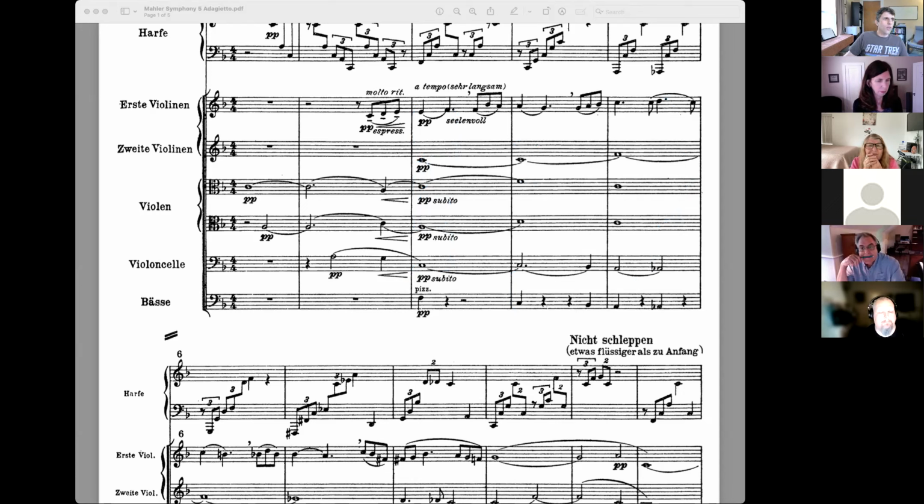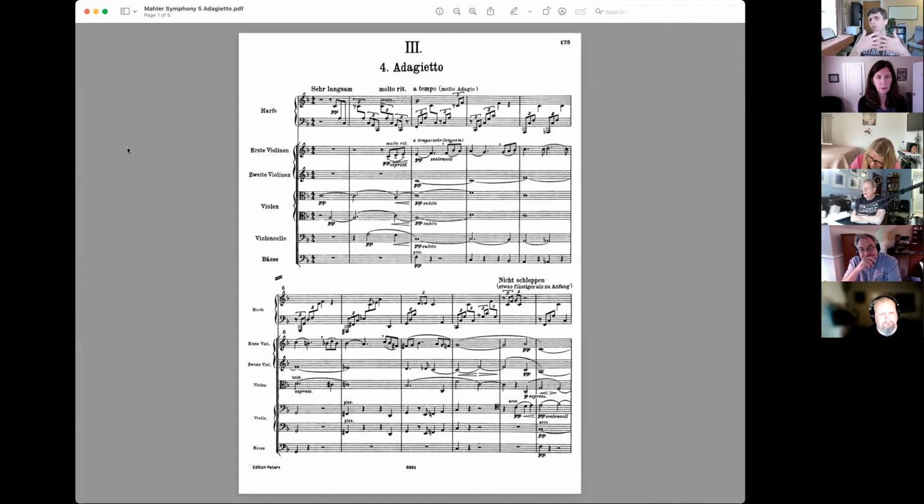Thing number 2, having to do with texture, that I wanted to point out for you is, again, what I'm saying is that a string orchestra is not a 5-part choir. And Mahler shows that very succinctly.